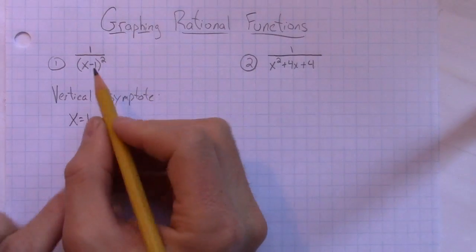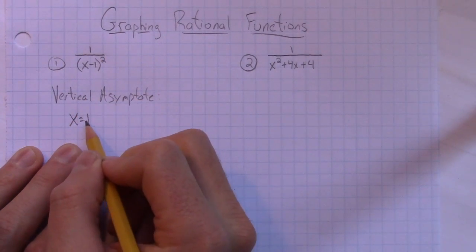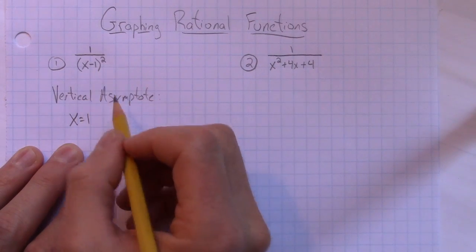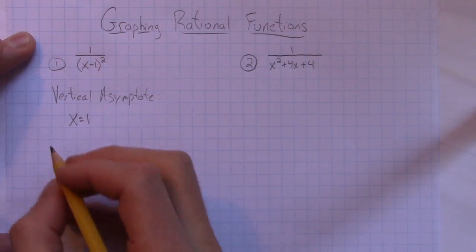Why? Because that makes the denominator 0 and that factor is not repeated up top. So at x equals 1, we don't have a value here. And in the rational functions, it's going to create an asymptote. All right, what if I wanted to look at the X-intercepts?